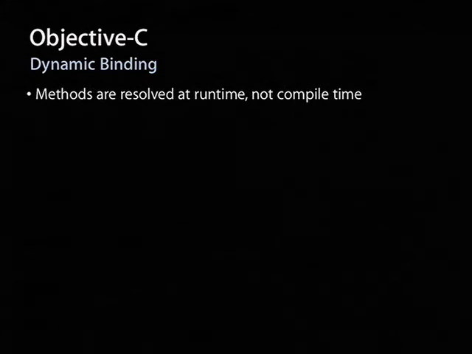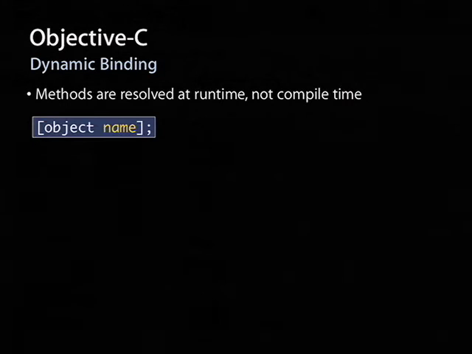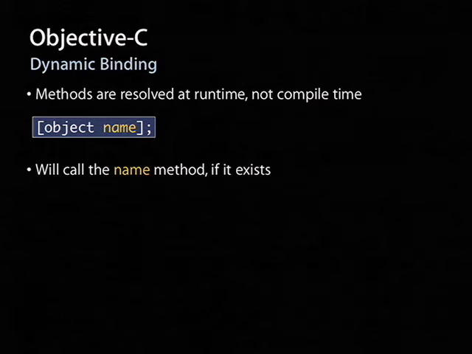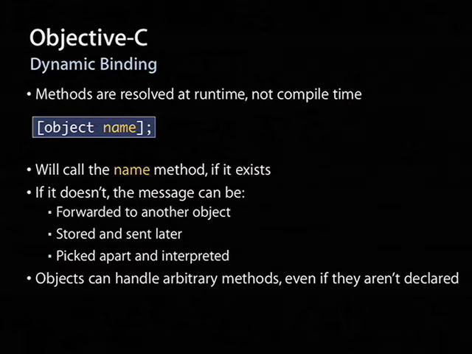But in Objective-C, methods are resolved at runtime. So if you call the name method on an object, if the name method exists, it will call it just like it does in Java. But if the name method does not exist, then some more interesting things can happen. The object can actually store that method invocation and play it back later. It can pass it on to another object. It can pick it apart and run some other crazy code to interpret it in some way.